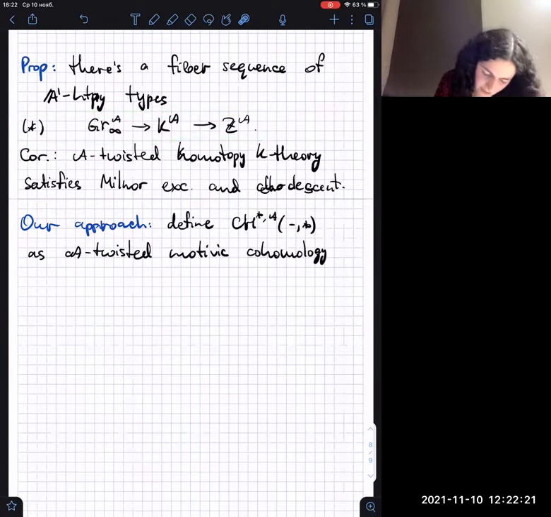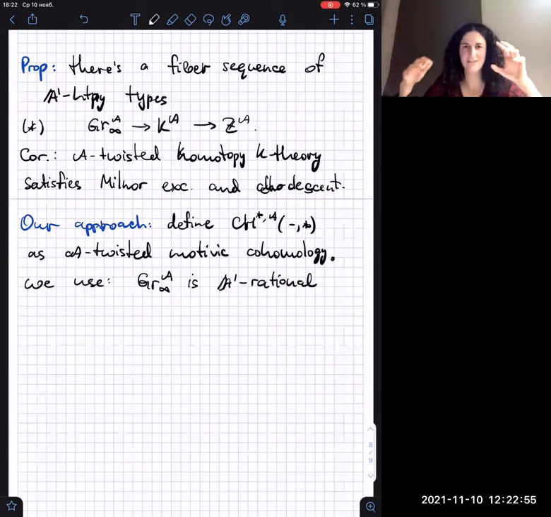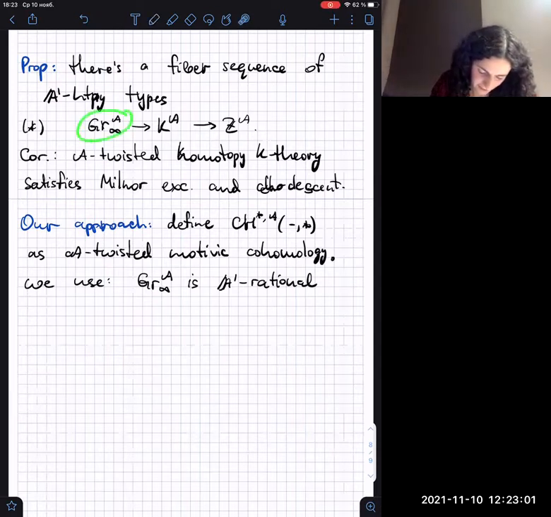Twisted K theory is something here, and this twisted motivic homology is something associated to twisted integers, and the difference between them is measured by this twisted Grassmannian. We use that this twisted Grassmannian is, up to A1 homotopy, birational to a point. So if we allow contracting affine spaces, then this is birationally trivial.